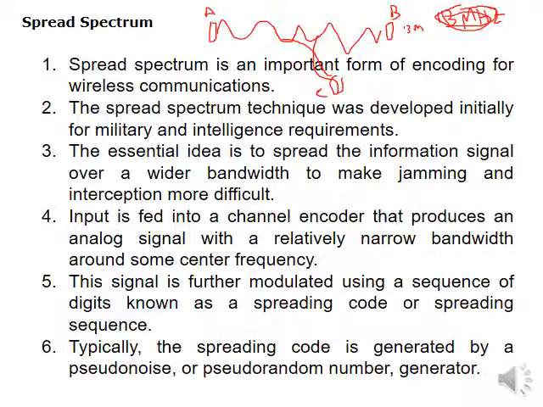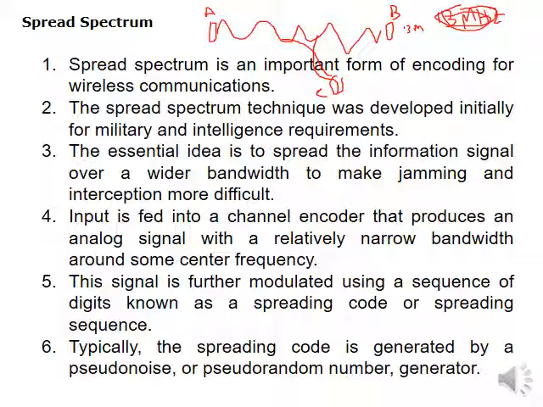So spread spectrum is an important form of encoding for wireless communication. The spread spectrum technique was developed initially for military intelligence requirements. The essential idea is to spread the information signal over a wider bandwidth to make jamming and interception more difficult.